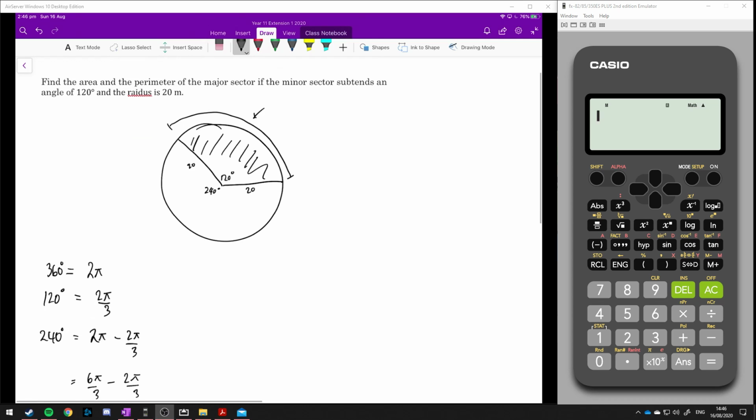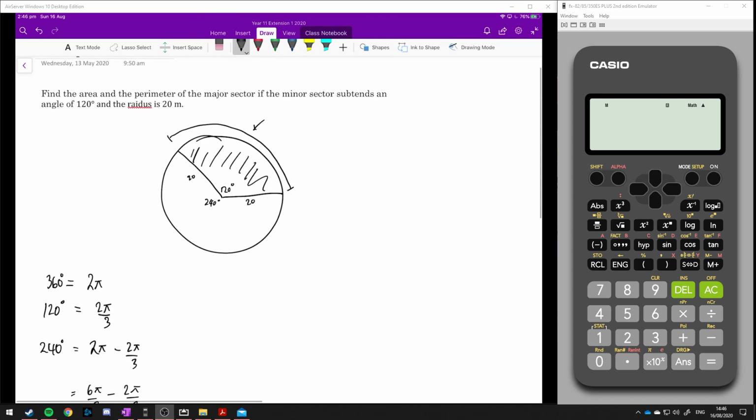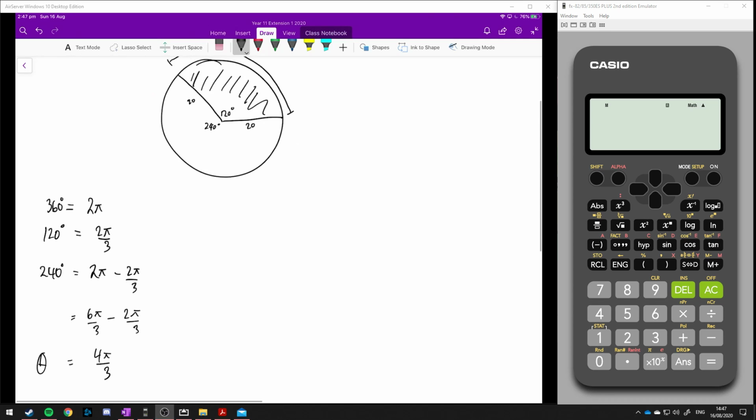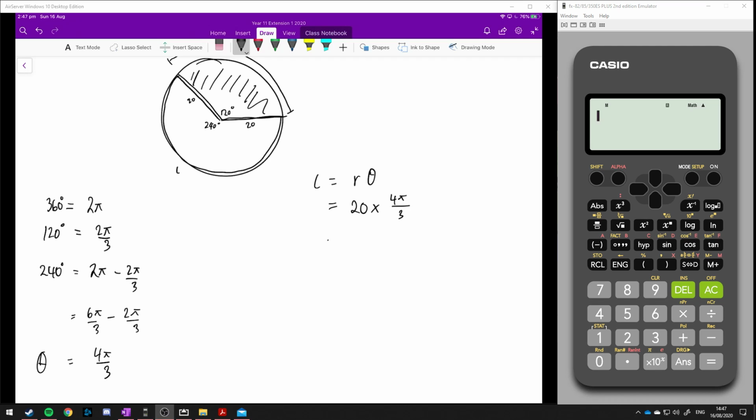Pretty straightforward, I think. So 4 pi on 3. Now we want to start off by finding the perimeter. Remember, the perimeter is the outside of the major, so it's going to be along here and along this bit here, okay? So we need to find the arc length for the outside. L is equal to r times theta, where theta is our angle. The radius in this one is 20, and our angle is 4 pi on 3. So 20 times 4 pi is 80 pi on 3, and that's our arc length.